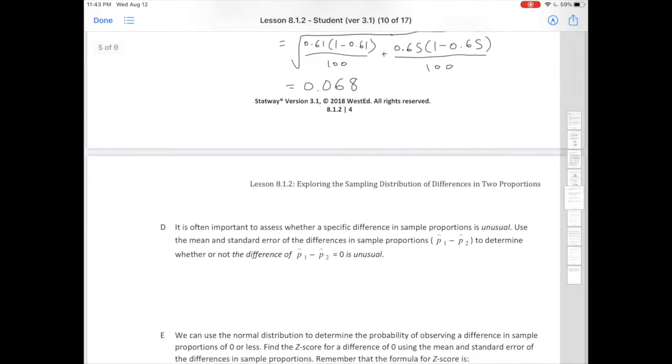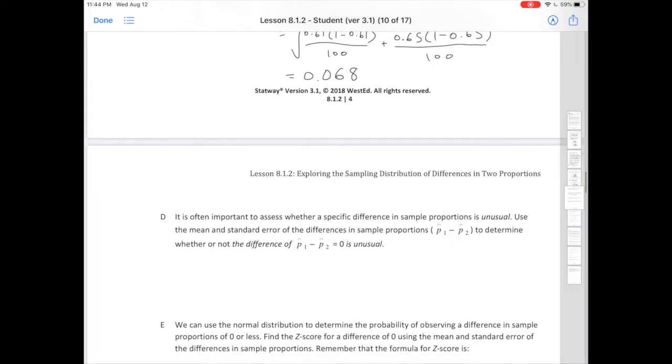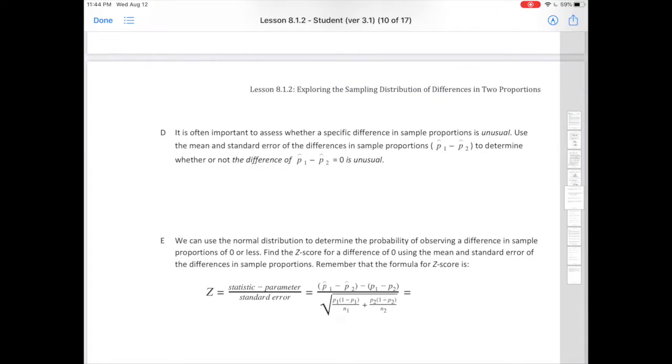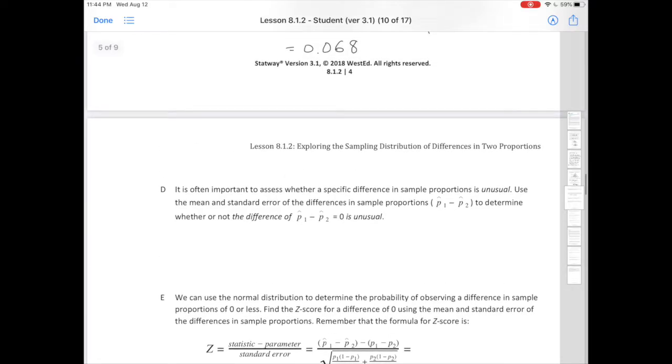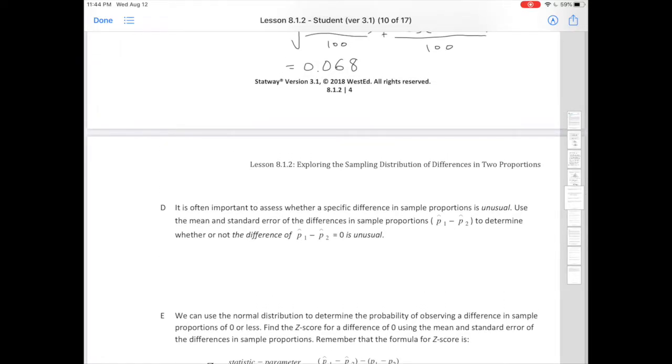It is often important to assess whether a specific difference in sample proportions is unusual. Use the mean and standard error of the differences in sample proportions to determine whether or not the difference of P1 hat minus P2 hat equals 0 is unusual. So how would we figure out whether that is unusual or not? We want to see how many standard deviations 0 is from the mean, right? Well, do we need to do that? I think they want us to do that for the next part, right? So let's just think about this.